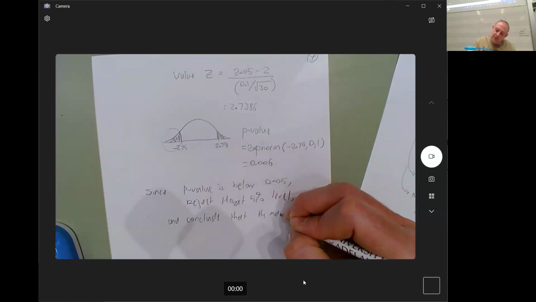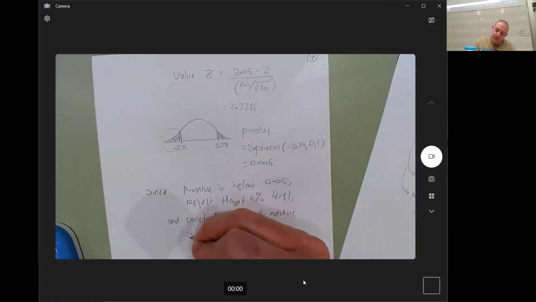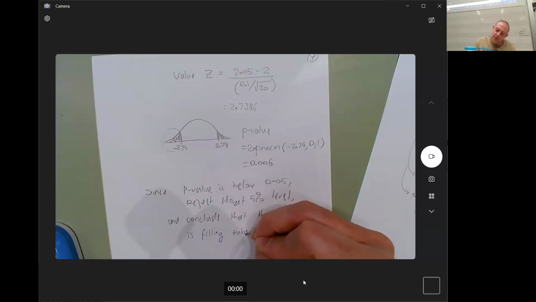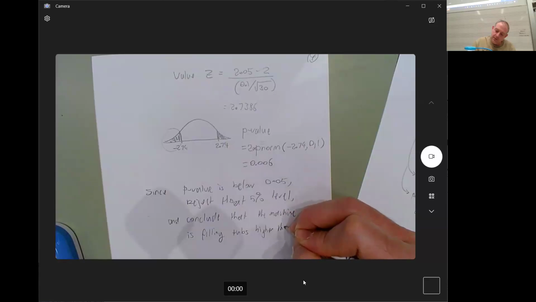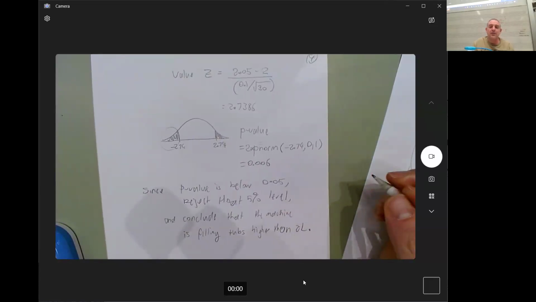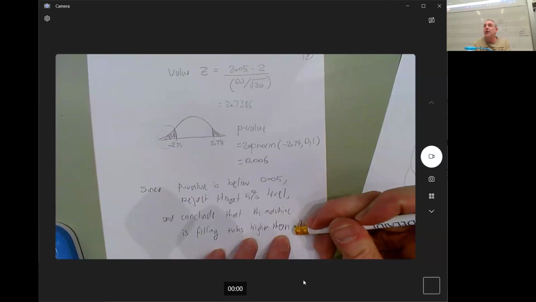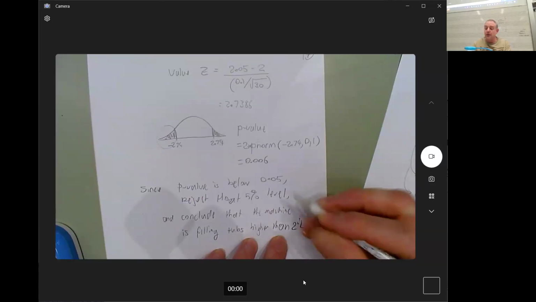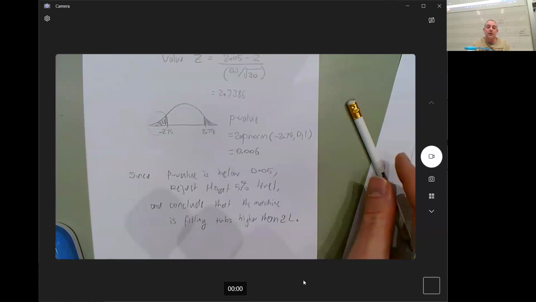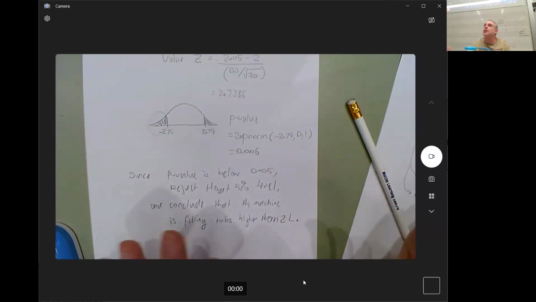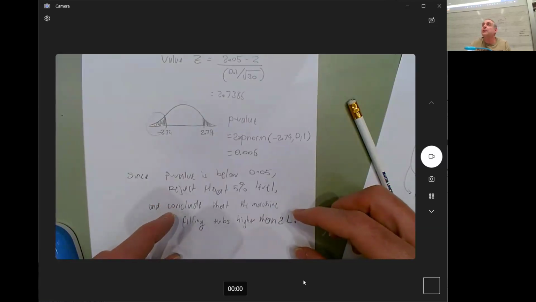the machine is filling tubs higher than 2 liters. And I know it's higher because the mean that I got was 2.05, a little bit higher. Technically, you could say conclude that the machine is filling tubs differently to 2 liters, but we know it's higher because of the mean that we have. So this is the final conclusion in context.